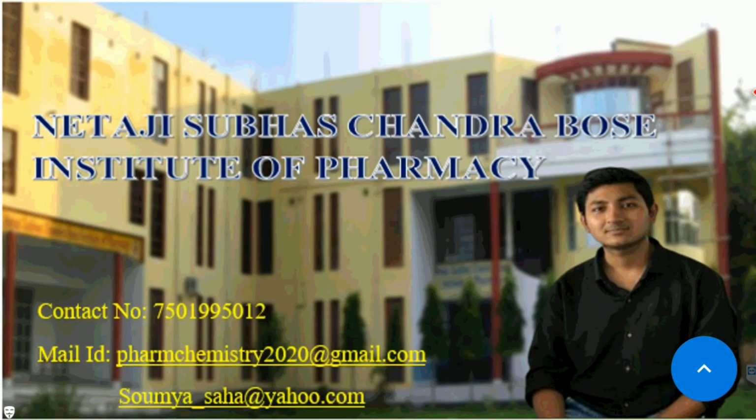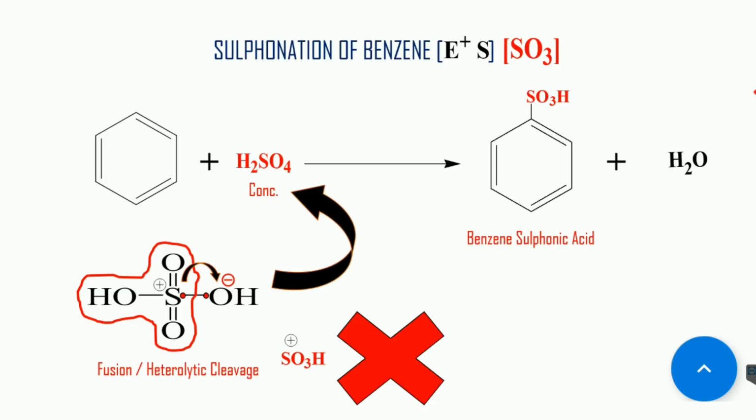Good morning, everyone. So, today we are starting from sulfonation of benzene. That is where we ended in our last class. For sulfonation of benzene, we are using SO3 as an electrophile, and we get benzene sulfonic acid and water also. For this purpose, benzene reacts with concentrated sulfuric acid, that is H2SO4.